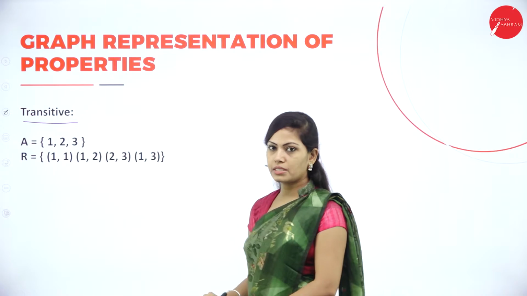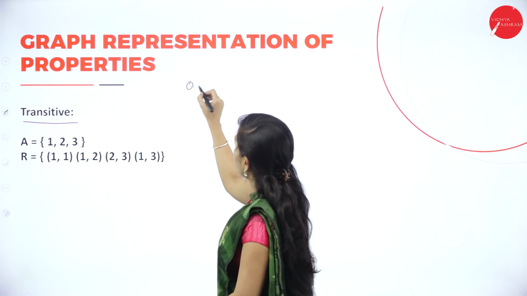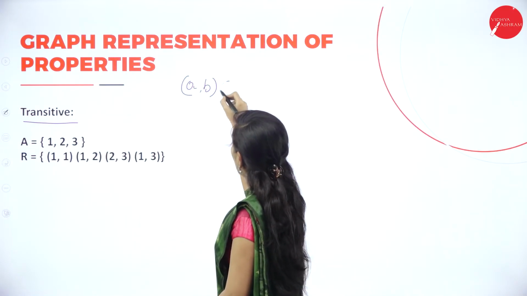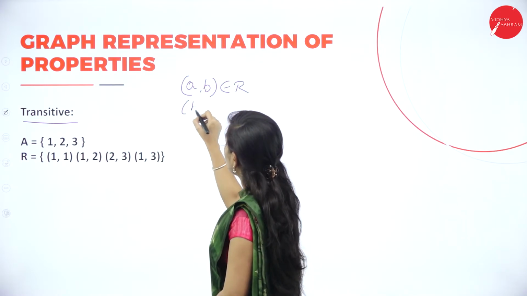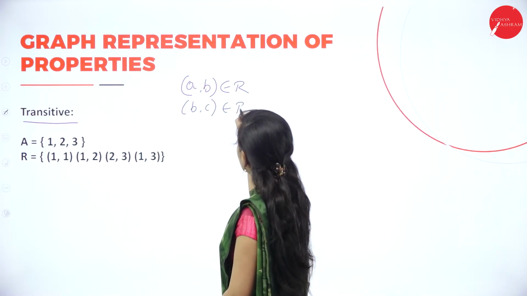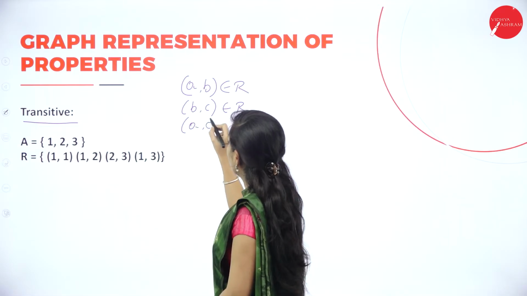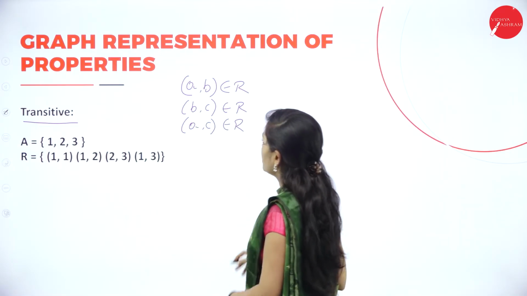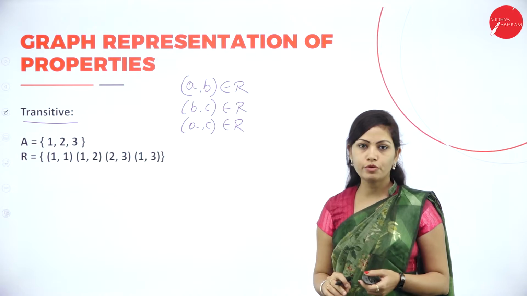So what is this transitive property? If AB belongs to R, and BC belongs to R, then AC belongs to R. So this is called the transitive property.